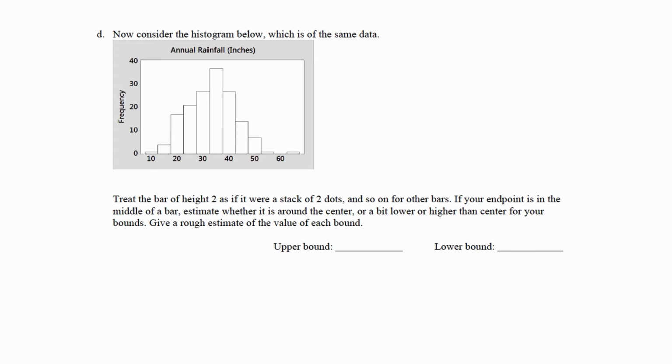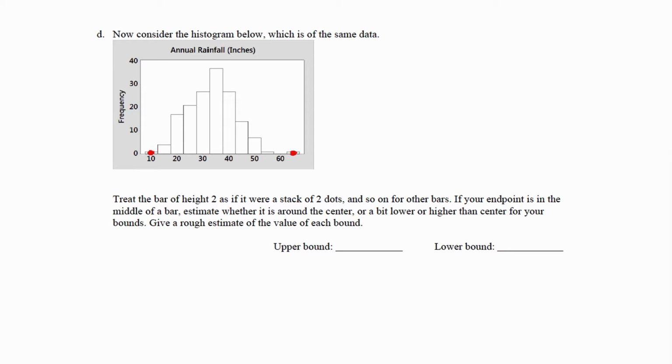Keep in mind that we see histograms as often as we see dot plots, and they really do represent the same information. If we wanted to apply this same principle to a graph that was given to us as a histogram, we would want to think of each bar as a stack of dots. So for example, this first bar, it looks like it's of height 1. I'm just going to treat it as if it's 1 dot.